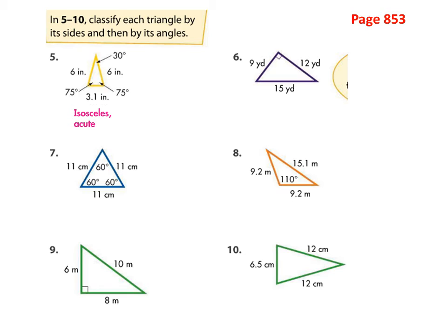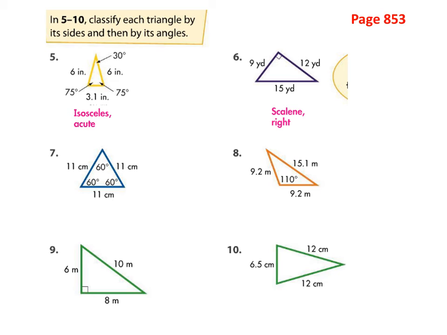Question 6. Take a look at the sides. No sides are the same, so this triangle is a scalene triangle. And we have a right angle, so according to the angles, this triangle is a right angle triangle. So this is a scalene right triangle.